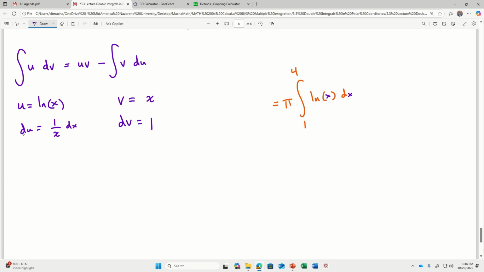Let's see what that looks like if I try to apply the formula now. So we've got u times v, x natural log of x, minus the antiderivative of v times du. And so that cancels, and I get the antiderivative of 1. Oh, that should be an x, not a u. Get the antiderivative of 1 with respect to x, which is x.